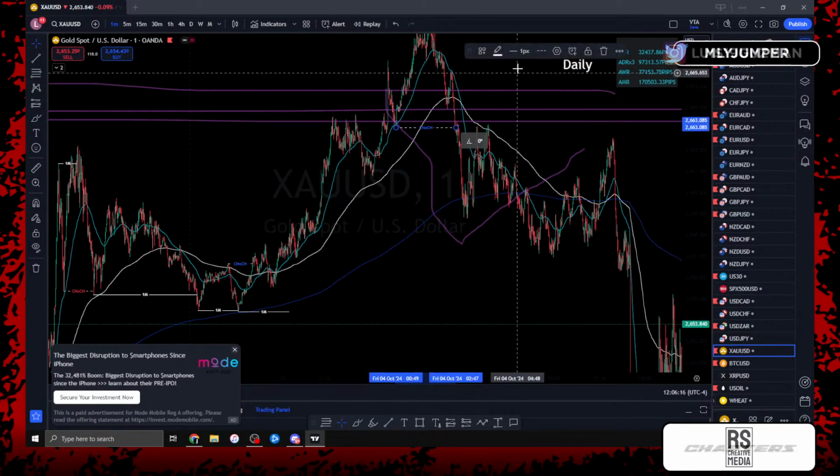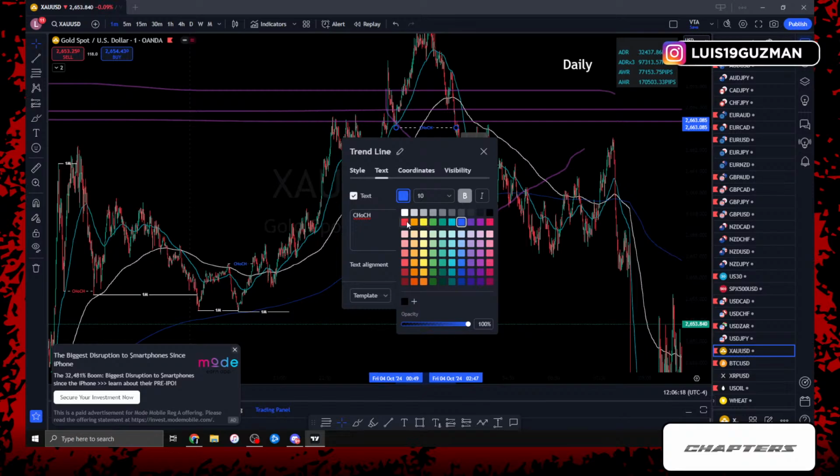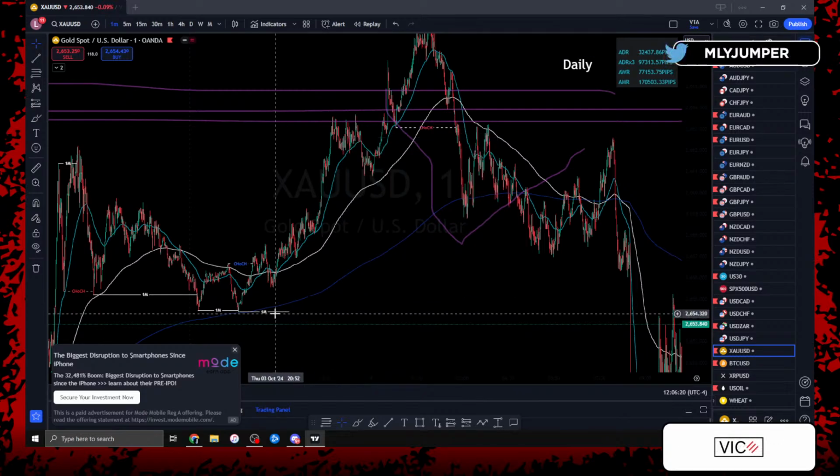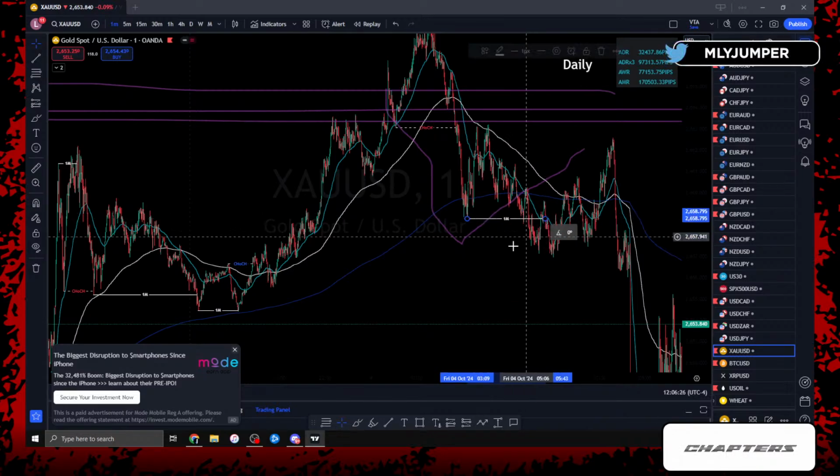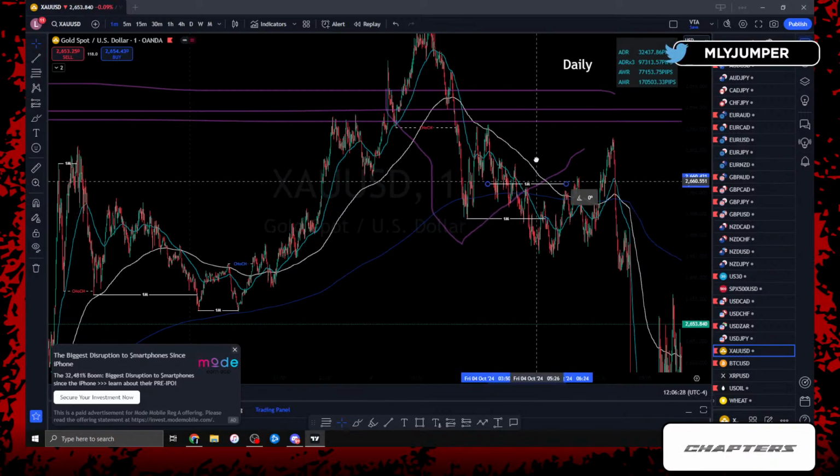Then we had, not to confuse nobody, red because it's downtrend. Then we had break of structure. All right, boom, lower low, lower high, lower low, break of structure.